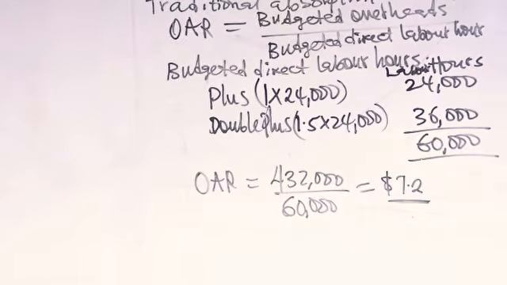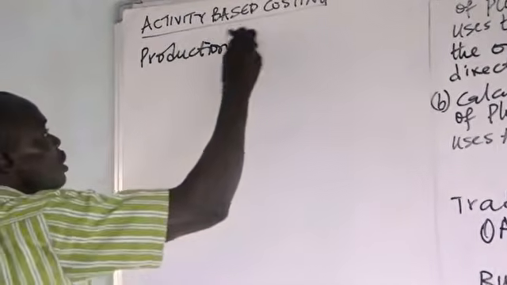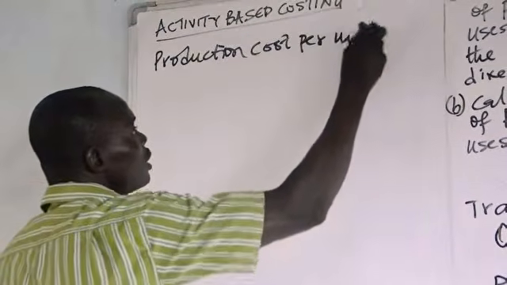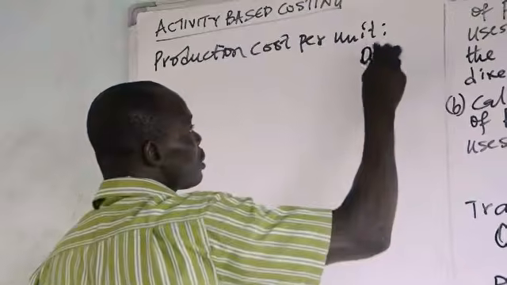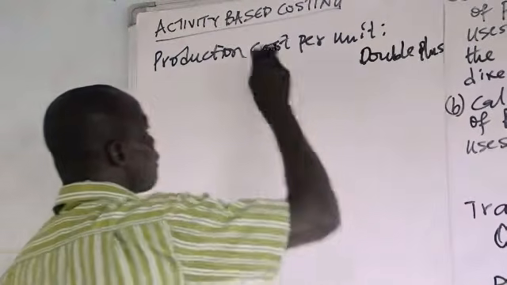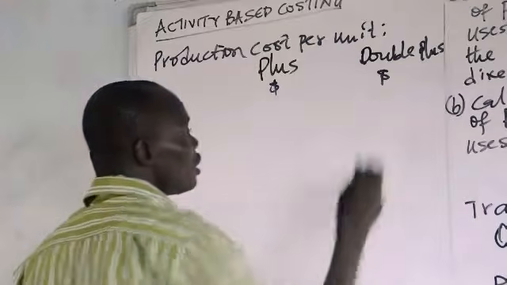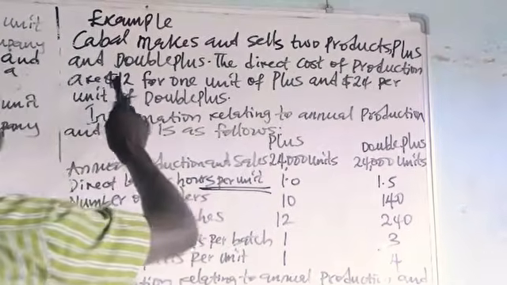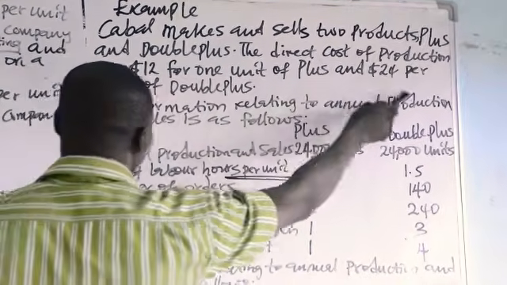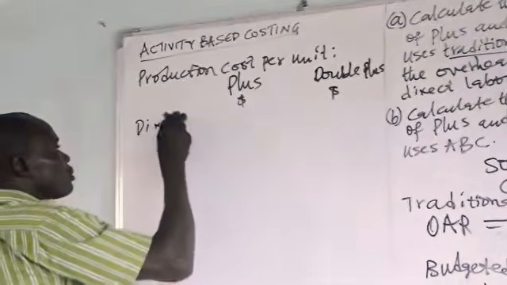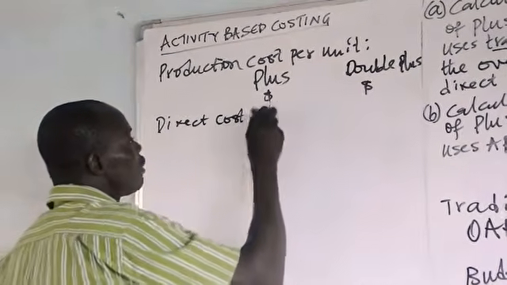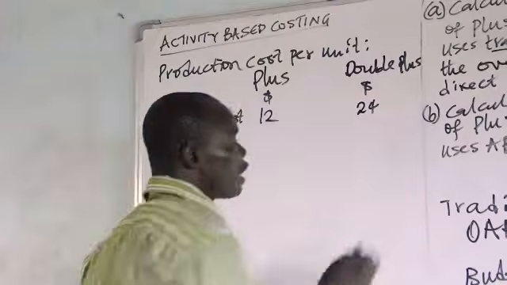Remember, there are two products now. You have to calculate the production cost per unit. There are two products: double plus, and then we also have plus. As part of the cost, you were told the direct costs of production are $12 for 1 unit of plus and $24 for 1 unit of double plus. So we have direct cost, $12 for plus and $24 for double plus.